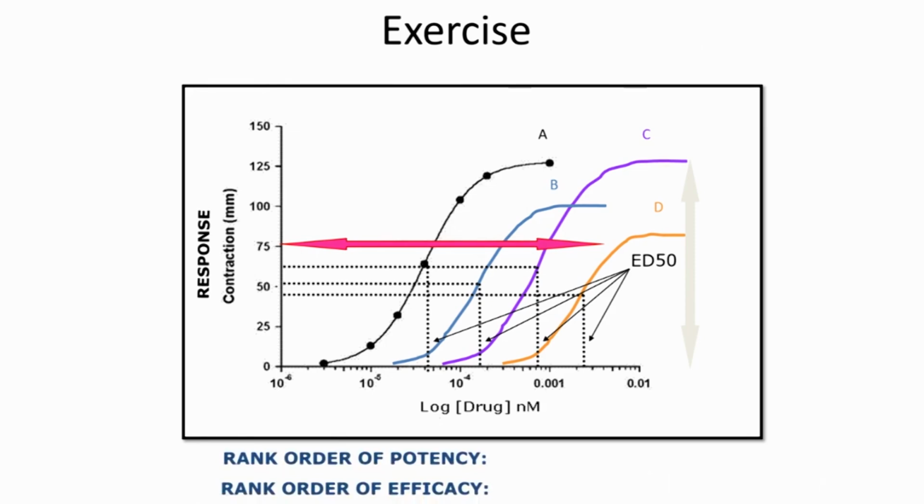One is, can you rank them in the order of their potency, and then the other is, can you rank them in the order of their efficacy. So, what does the ranking in terms of potency mean? It essentially means how effective the drug is at low concentrations, and then the rank order of efficacy means how efficacious it is versus if it is causing a 25 millimeter versus a 50 millimeter contraction.